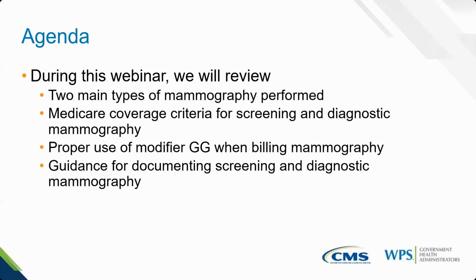Although mammography plays a significant role in clinical care, the billing processes associated with it can often be confusing. Today's webinar will provide the necessary information needed to understand both types of mammography and when to use Modifier GG. During today's webinar, we will review the two main types of mammography performed, Medicare coverage criteria for screening and diagnostic mammography, proper use of Modifier GG when billing mammography, and guidance for documenting screening and diagnostic mammography.